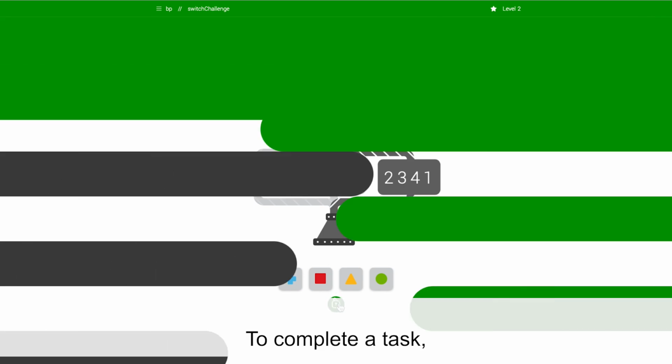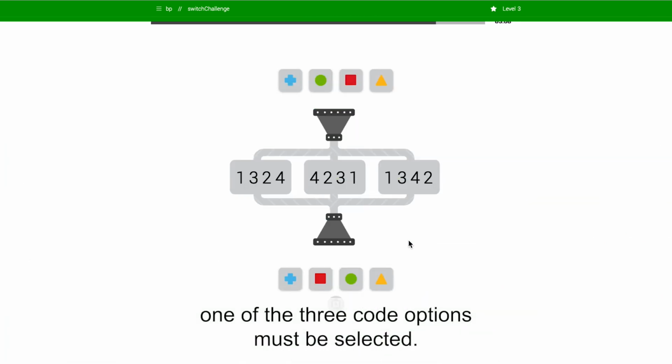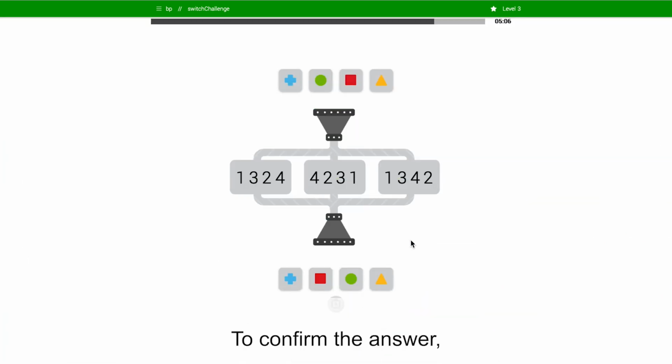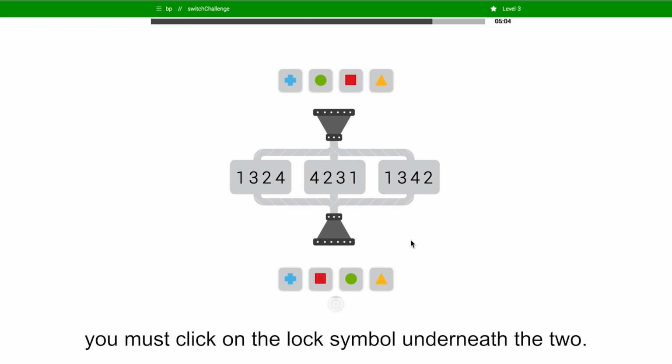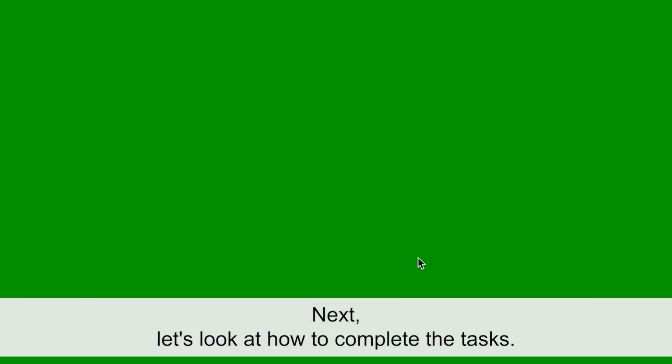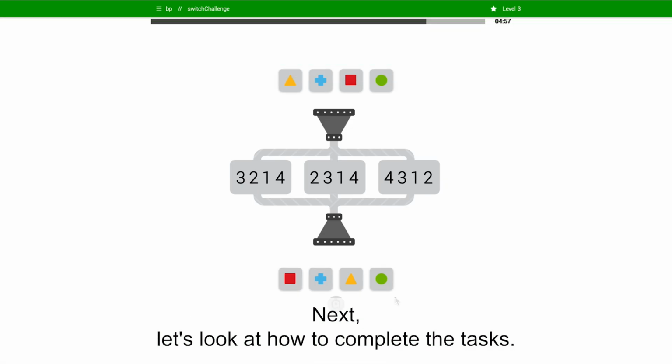To complete a task, one of the three code options must be selected. To confirm the answer, you must click on the lock symbol underneath the two. Next, let's look at how to complete the tasks.